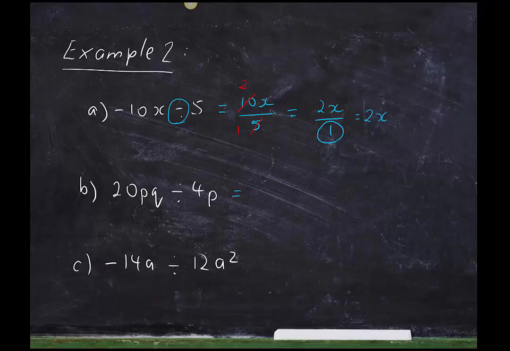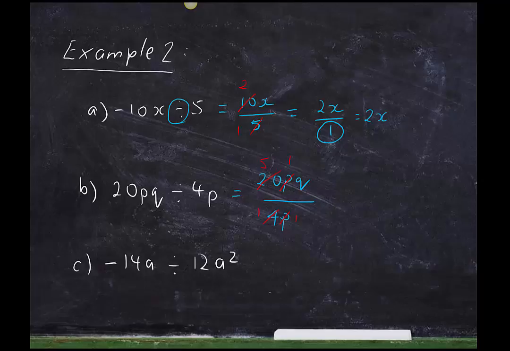Okay, the next one. We have 20pq over 4p. So we're going to cancel down. We say what goes into 20 that goes into 4? Well, 4 goes into both 20 and 4. So how many times does 4 go into 20? It goes 5 times. How many times does 4 go into 4? It goes once. We can also cancel our pronumerals down. We have a p on the top and a p on the bottom. So we can say p goes into p once and p goes into p once.